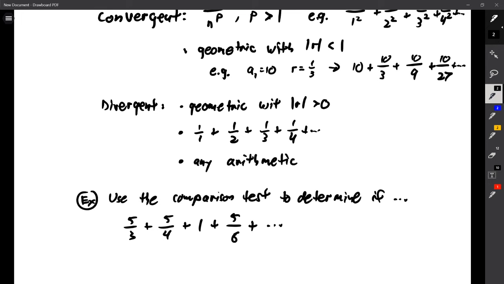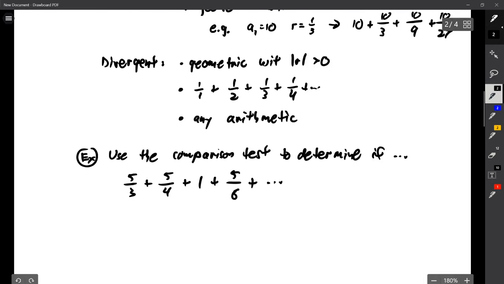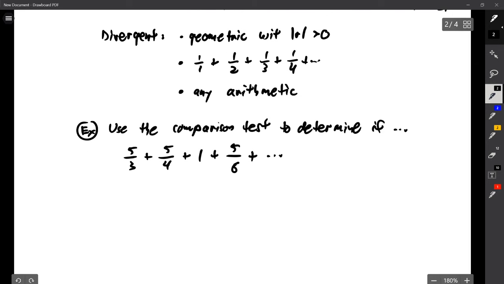So I look at this and I see something that kind of looks harmonic in the denominator. I'm going 3, 4, 5, 6 in the denominator. That's something that's kind of harmonic. And I have 5s on top. So I feel like I might be divergent. So let's compare it to a known divergent series. So the known divergent one that we have is 1/2. Oops, sorry, the first one is not 1/2, the first one is 1. 1 plus 1/2 plus 1/3 plus 1/4.